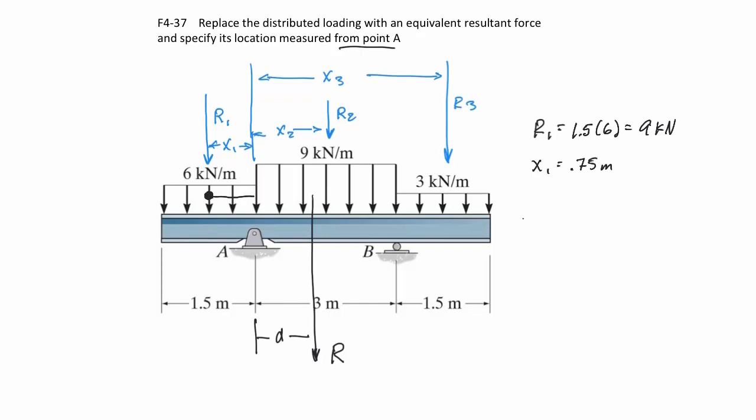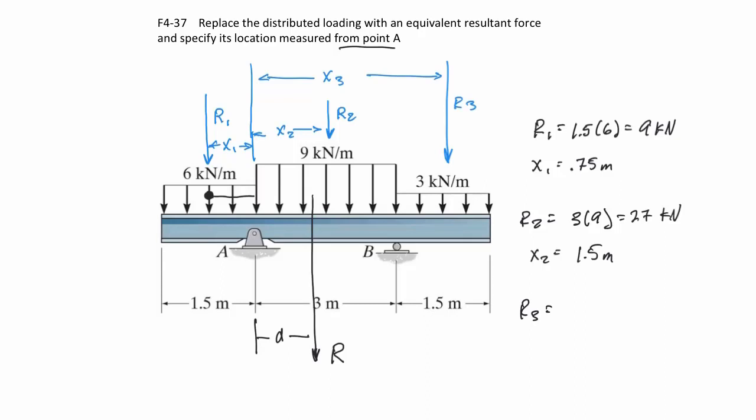All right, how about R2? R2 is the base times the height, and the base is 3 meters. The height is 9, so R2 is equal to 3 times 9, which is equal to 27 kilonewtons. X2 is going to be halfway of the 3. In other words, this is 3 meters, and so this distance is halfway there. So that would be 1.5 meters from point A.